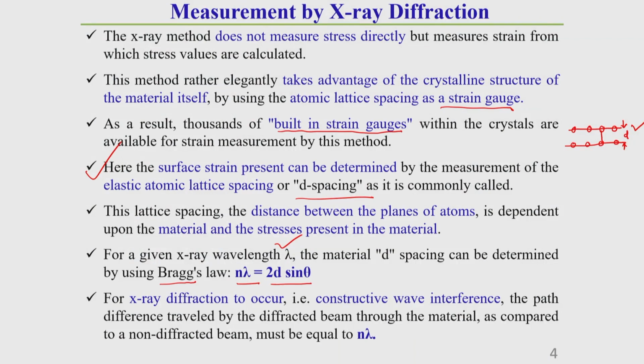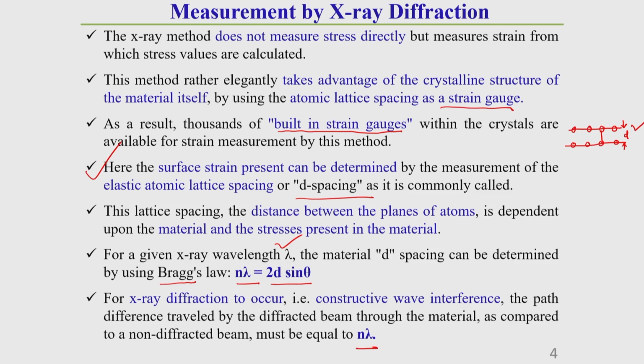So, that means the superposition principle we can use there. So, there we can get highly resolved types of output, that is what I am telling, understand. That is why here it is written, for X-ray diffraction to occur, constructive wave interference is required. And another thing, the path difference traveled by the diffracted beam through the material as compared to the non-diffracted beam must be equal to n lambda. What does it mean?